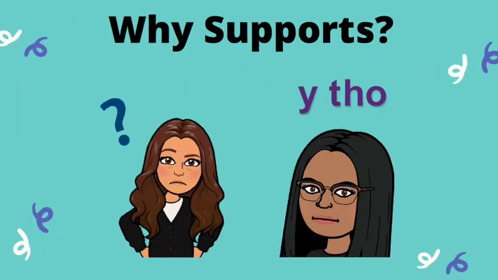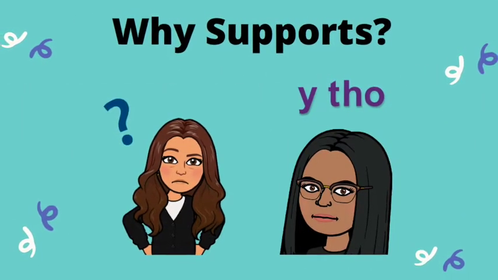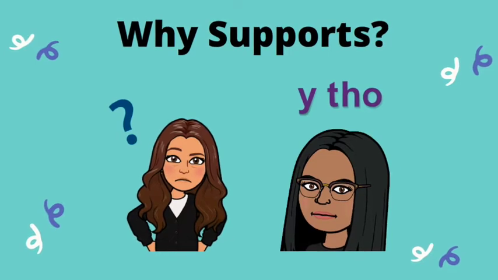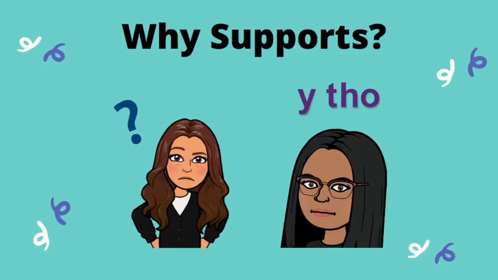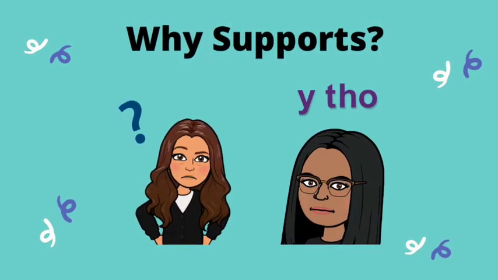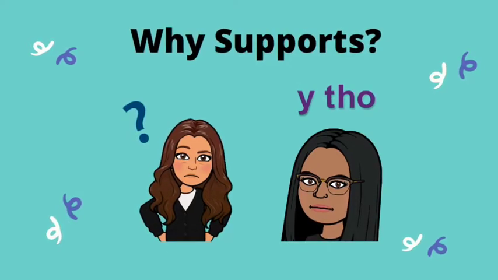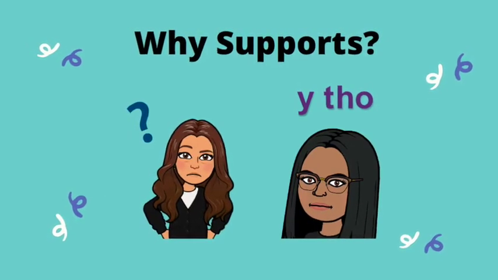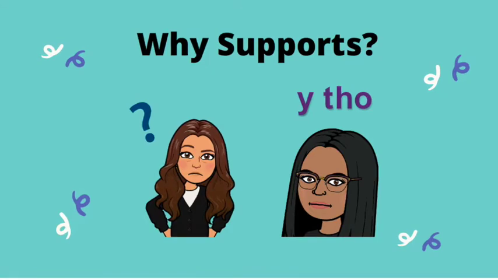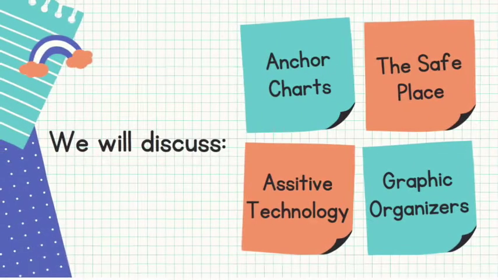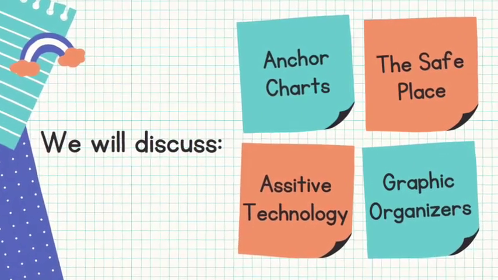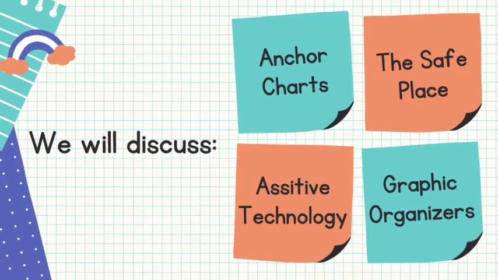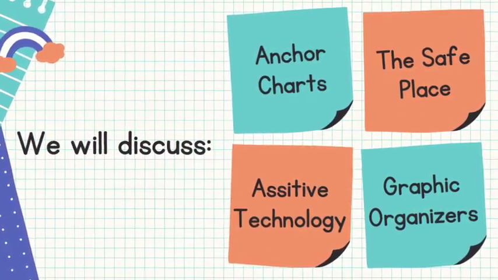As educators, we know that students learn different things at different paces. Some students also require special education resources and aids that will better help to support how they learn in the classroom. These resources will help educators to provide individual materials that will help every student to be successful. The 4 supports we are discussing today are anchor charts, the Safe Place, assistive technology, and graphic organizers.